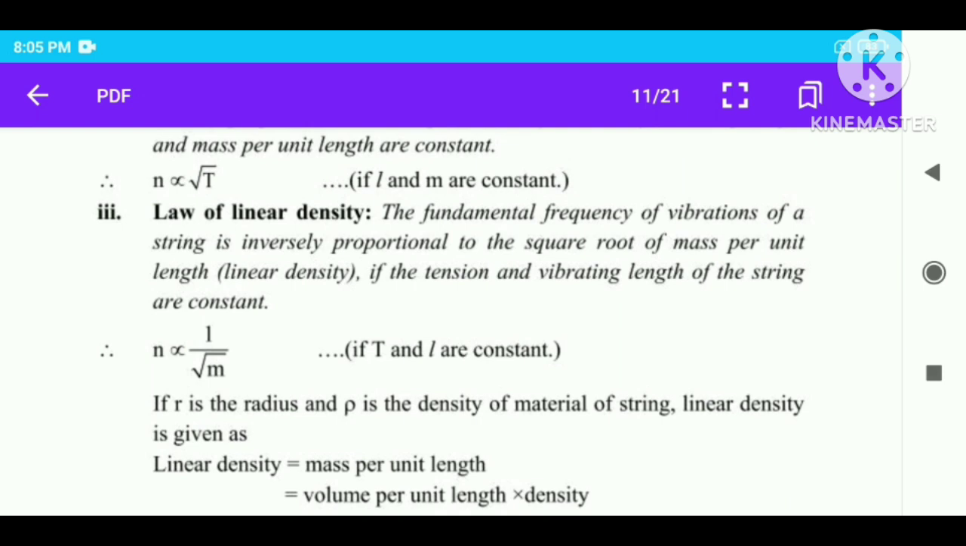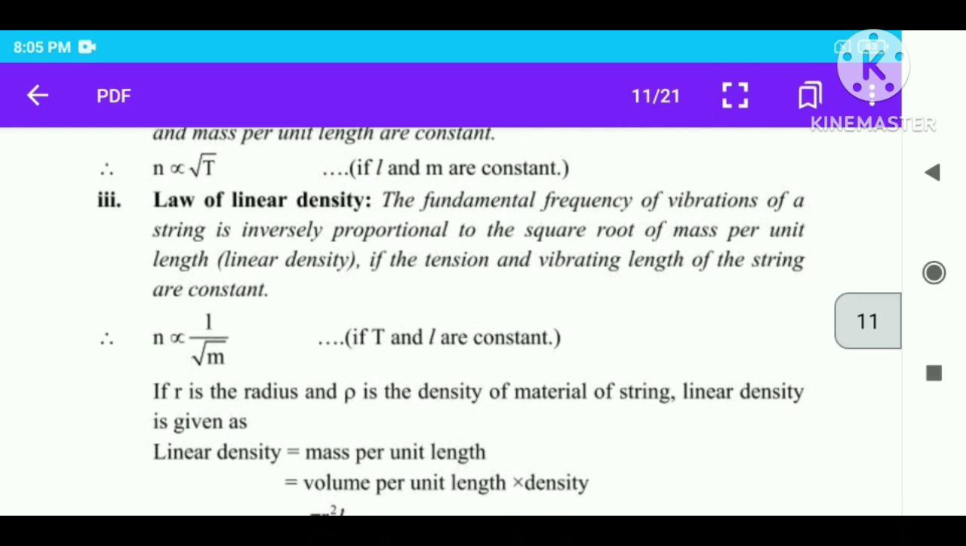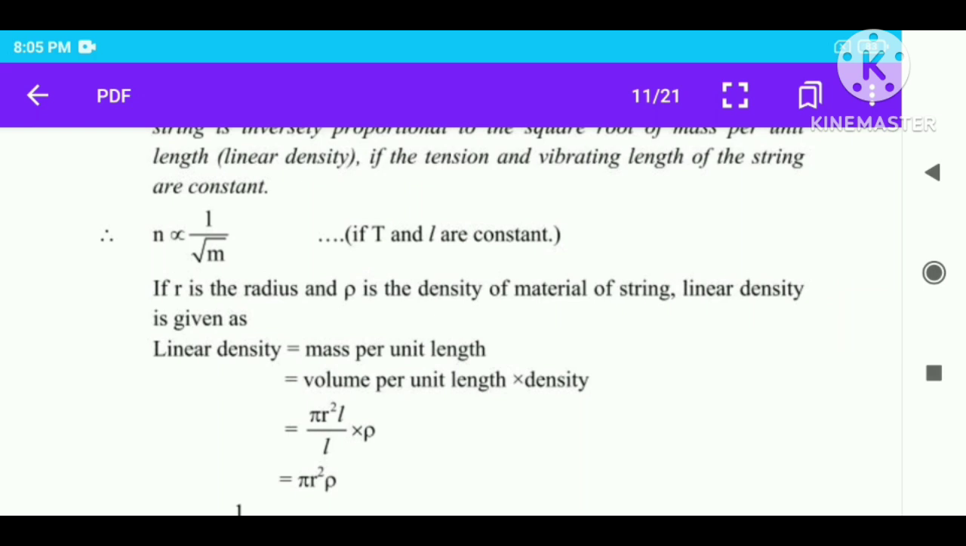Third law of linear density. The fundamental frequency of vibration of a string is inversely proportional to the square root of mass per unit length, the linear density, if the tension and vibrating length of the string are constant. Therefore n is directly proportional to 1 by under root M if T and L are constant.